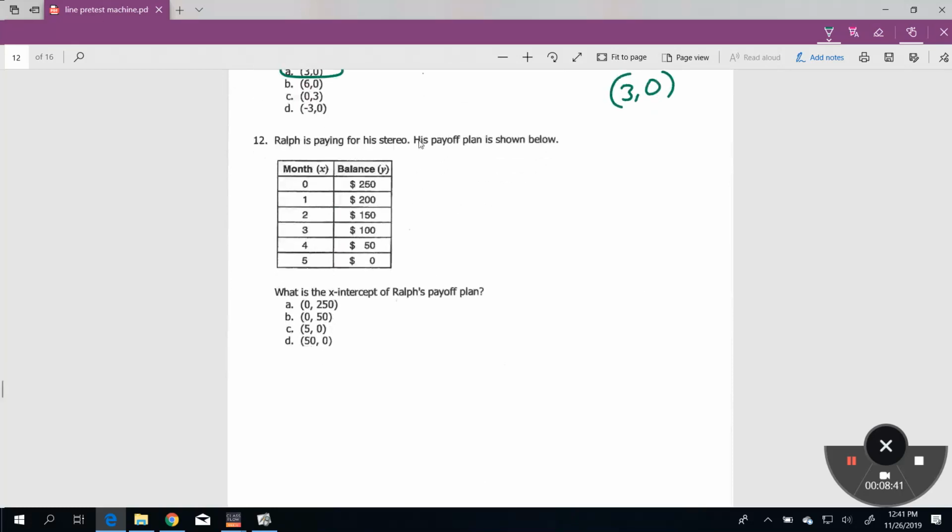Ralph is paying for a stereo. His payoff plan is shown below. So this drops by 50, this drops by 50, this drops by 50, this drops by 50. What is the x-intercept? Oh, well, remember the x-intercept is when y equals 0. That's the y, that's the x. The y equals 0 right here. So that's 5 when the y value is 0.